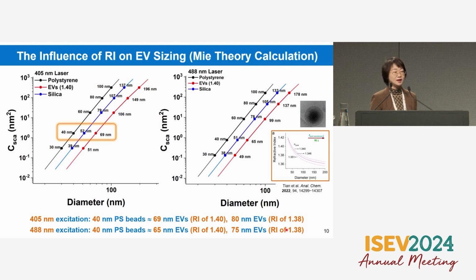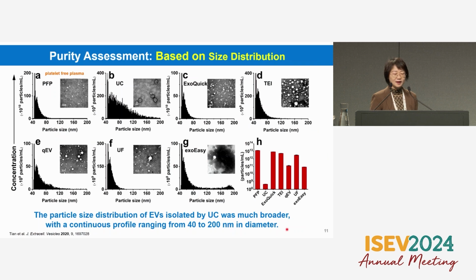So we really need to do the refractive index correction for accurate size measurement. And also, you can use the size distribution for the purity assessment. For example, this is a PFP. And here we compared the separation by using ultracentrifugation and other 5 separation kits.